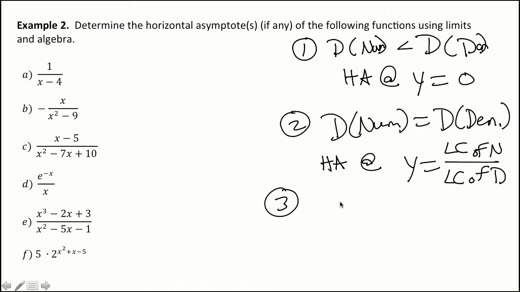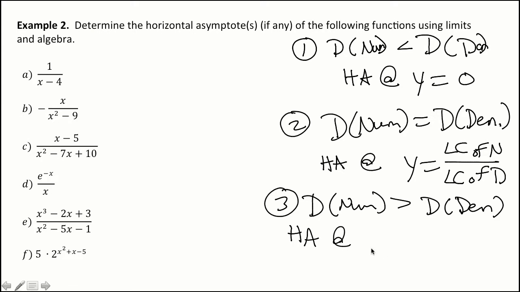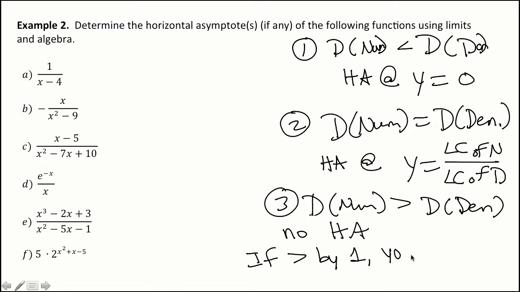And the third case was if the highest power in the numerator was greater. And you can divide this into another subcase, which I think I will. Then it states that you have no horizontal asymptote. The subcase is that if this is greater by 1, then you have an oblique asymptote.